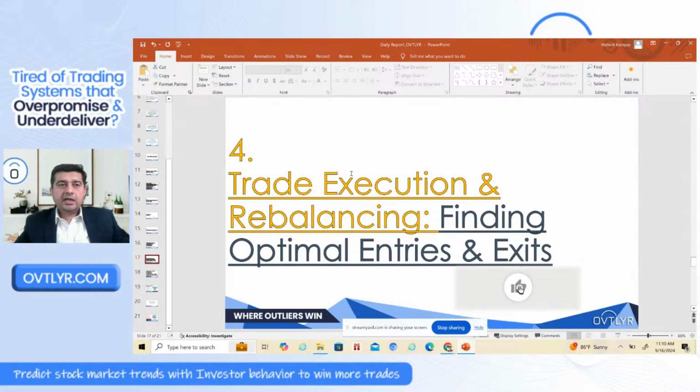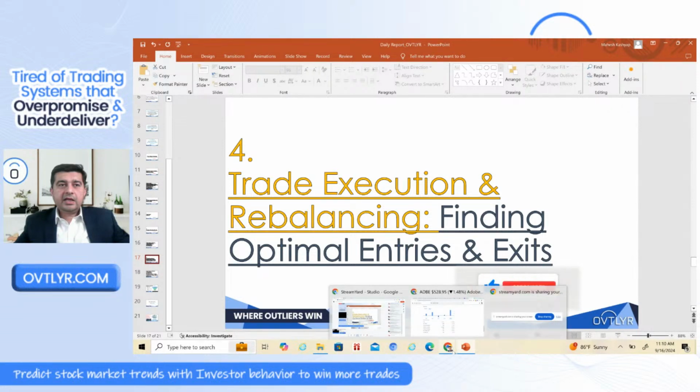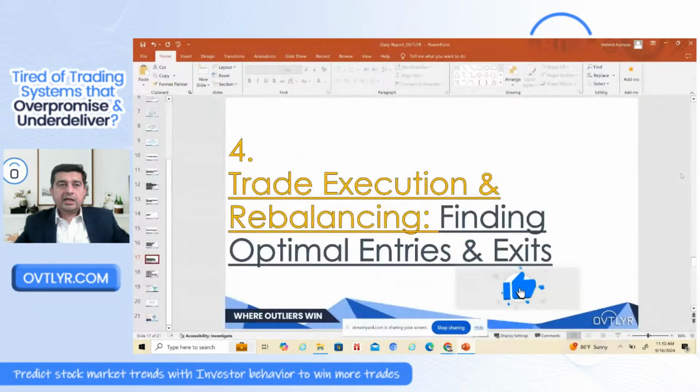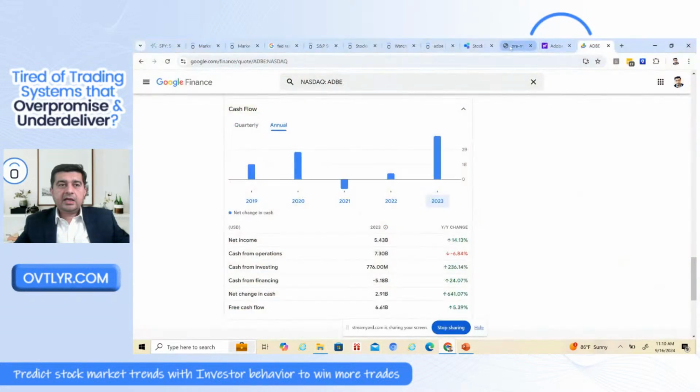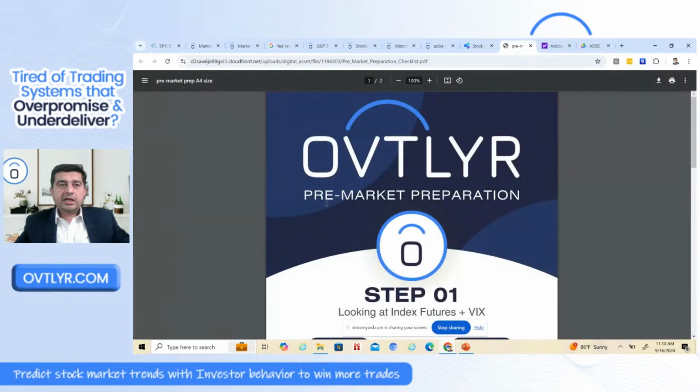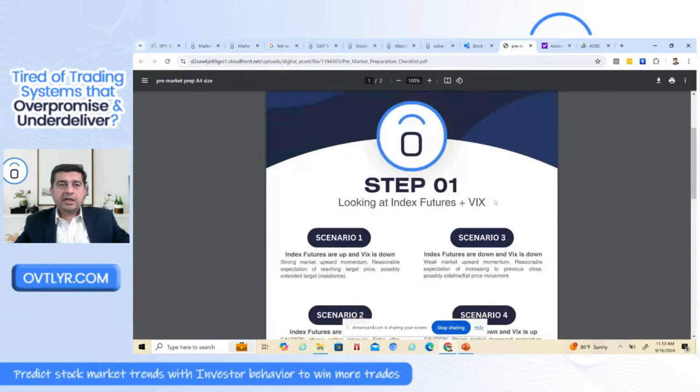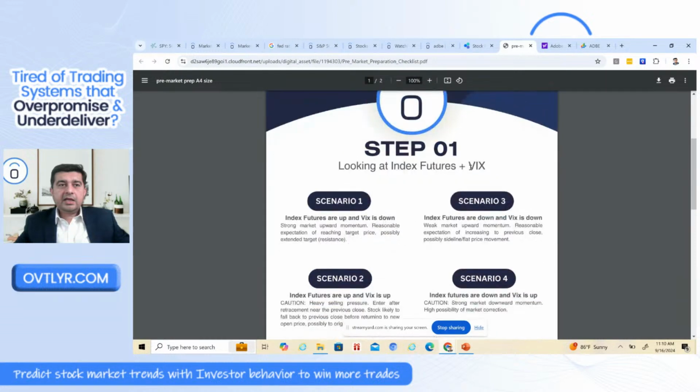Heat map, maybe it's not too greedy, like if it is G40 50, you may not want to get into it. So if everything is aligned, then I look into futures in the morning. We have this wonderful dashboard or a document in the Discord called pre-market preparation, where I look into your index futures, and I look into VIX to determine how the day is going to look.